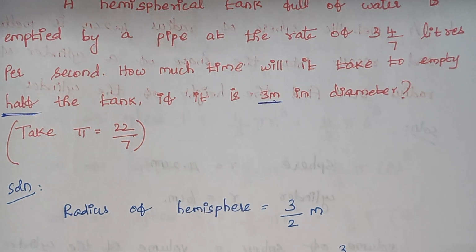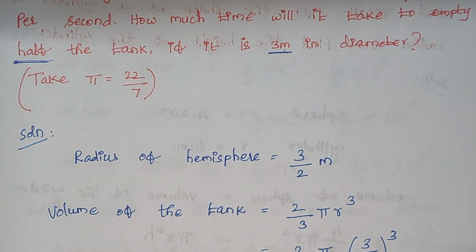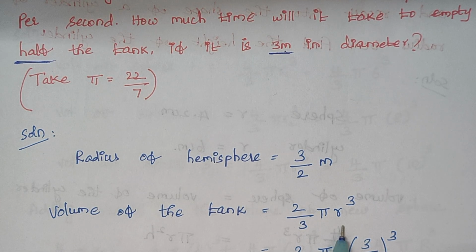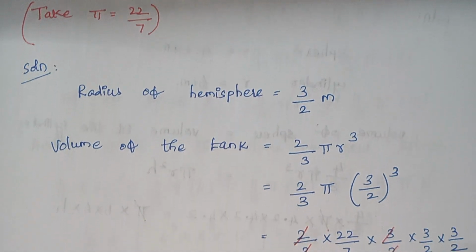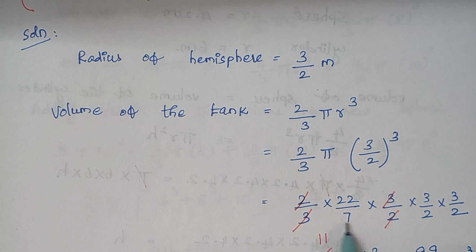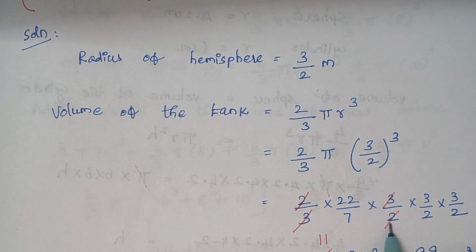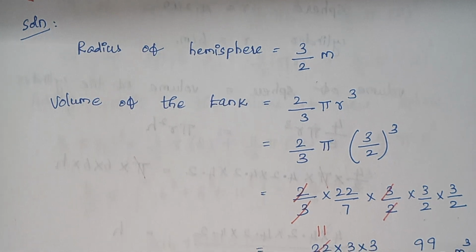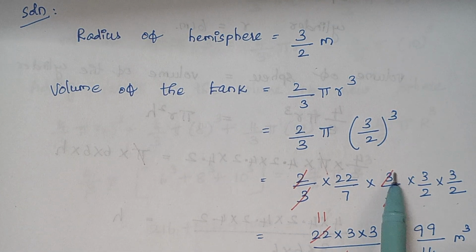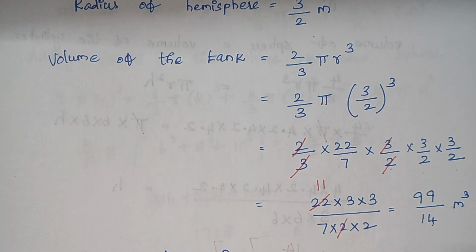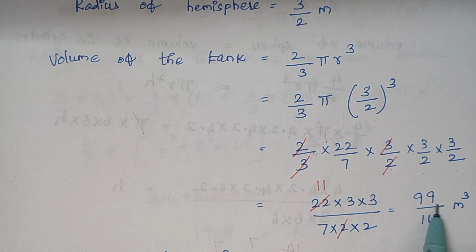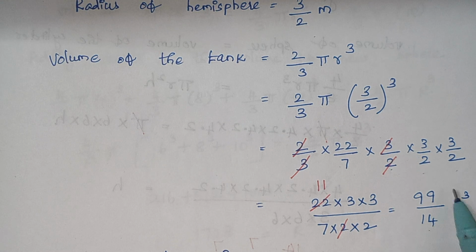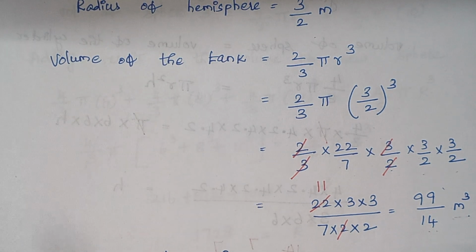The volume of the hemisphere is given by the formula 2/3 pi r cubed. We know the value of r, so just substitute the values: 2/3 into 22/7 into (3/2) whole cubed. So 3/2 is written thrice. Now the 2/3 and this 3/2 cancel each other. While simplifying, the 2 and 22 cancel by 11 times. So 11 into 9 becomes 99, and 7 twos are 14. So 99/14 meter cubed, because we are discussing volume.